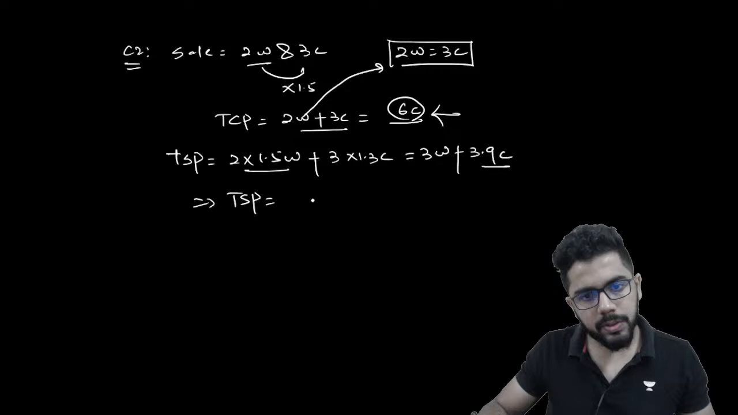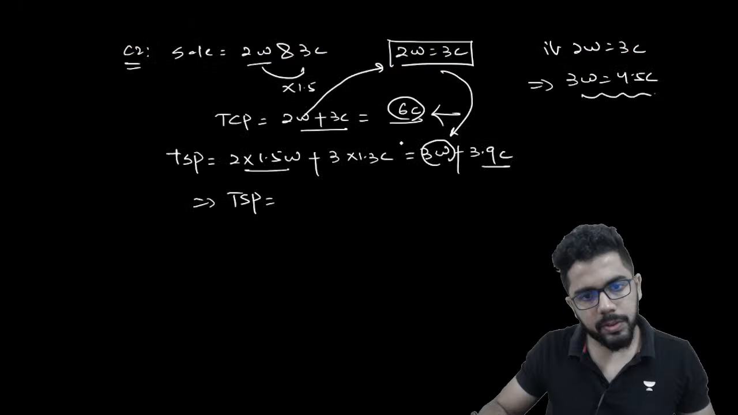ये तो 3.9C है. This 3W, from this relation, अगर 2W 3C है, if 2W is equal to 3C, this implies 3W will be 4.5C. 1.5 टाइम्स ज्यादा हो रहा है. So I can write 4.5C plus 3.9C. So 4.5 plus 3.9 is basically like 8.4C total selling price.